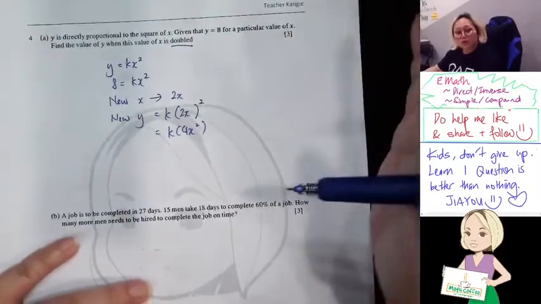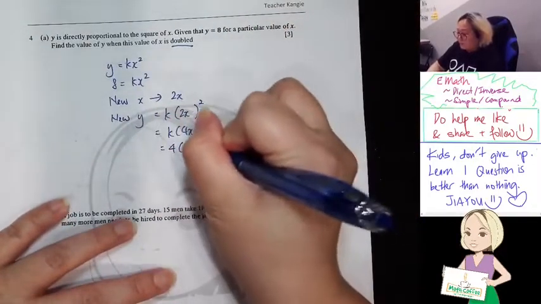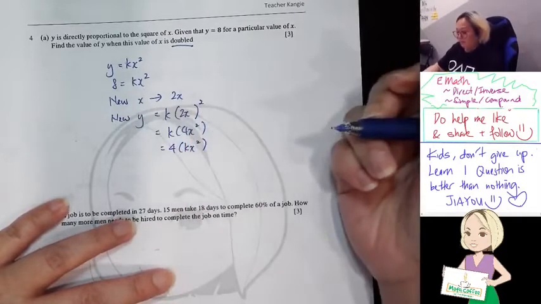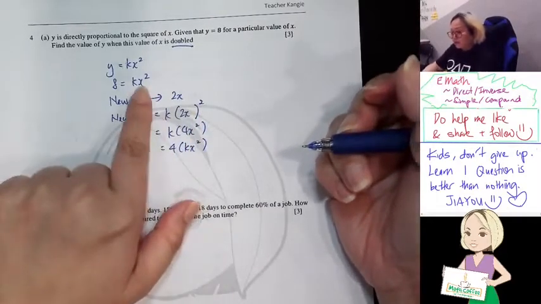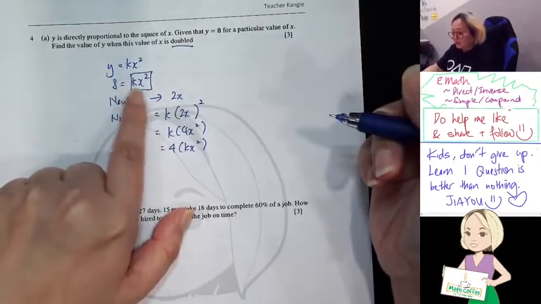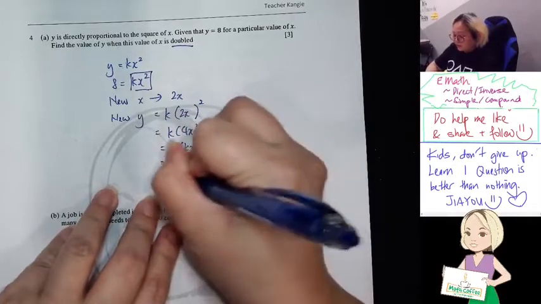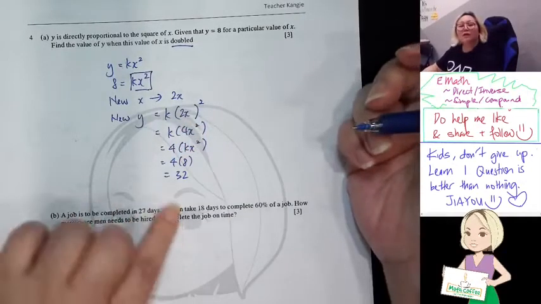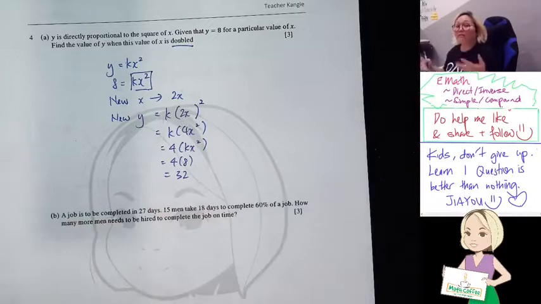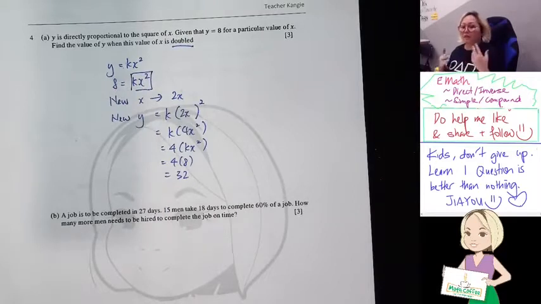So what you're going to do is shift a bit, so it becomes 4 multiplied by kx squared. And over here, we know that this whole chunk kx squared represents 8. So that means I can just sub 8 inside. So it becomes 4 times 8, and it becomes 32. So this is how you do it. You see, I didn't find my k, right? It's okay. You just remember that the whole chunk kx squared for this case is 8.